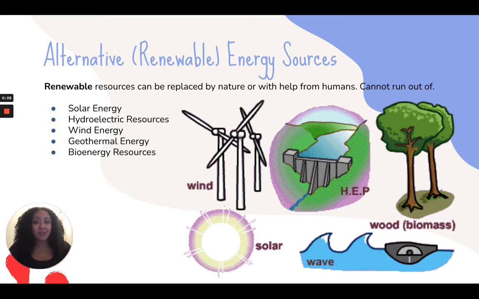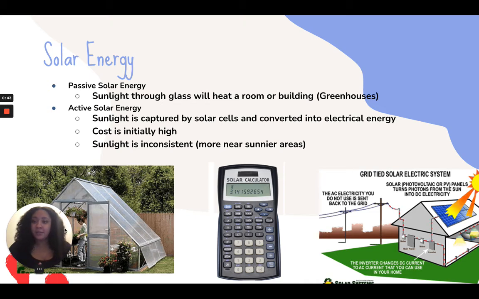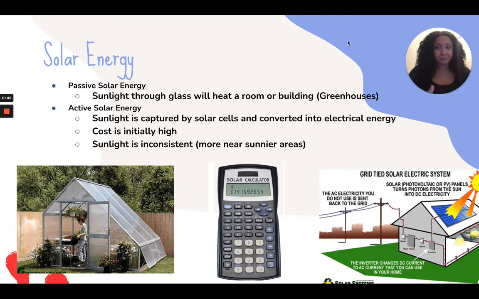So an example of how we get these sources, that could be from solar energy, hydroelectric resources, wind energy, geothermal energy, and bioenergy resources, which we'll get into. Okay, so first is solar energy. This is probably the most common that we see. There's passive and active solar energy.